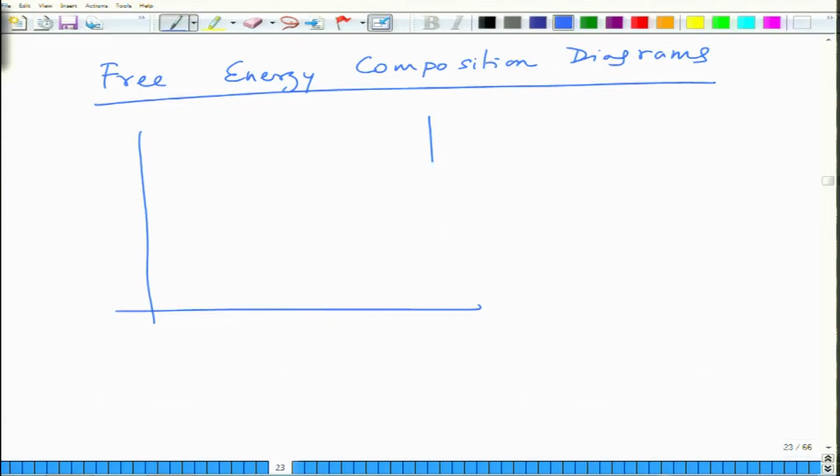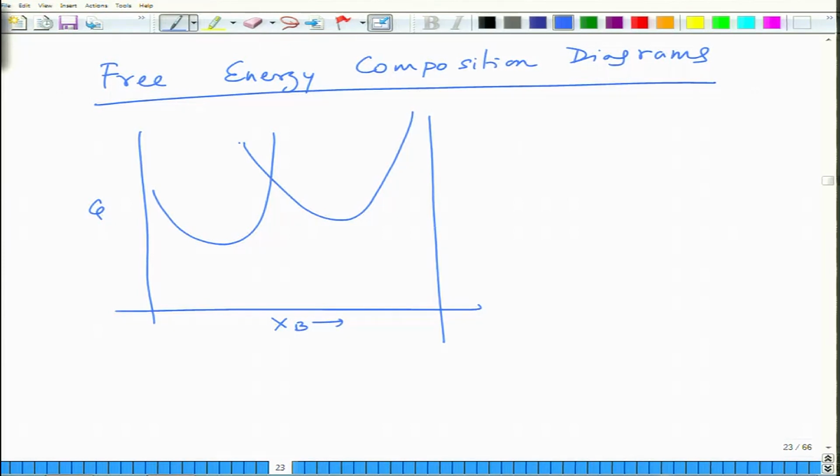So, for a two-phase equilibrium to occur, for example, I have two phases, let us say this is liquid, this is solid. I can see that for certain compositions liquid free energy is lower, this is G, and this is XB, and for certain compositions solid free energy is lower. So, for example, if I take this composition of the alloy, I can see that for this composition here liquid free energy is higher, here solid free energy is lower. Okay. So, the question is what will happen at this point.